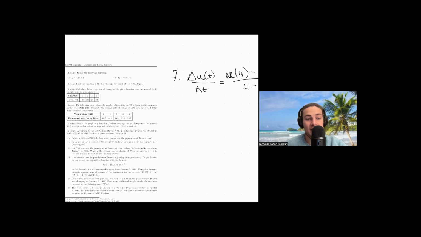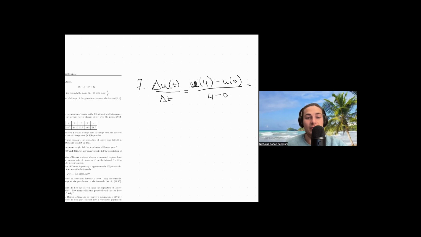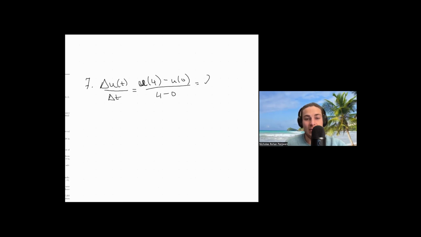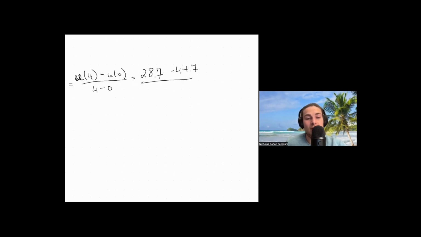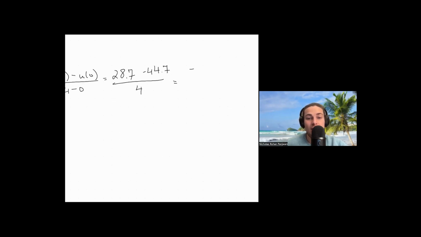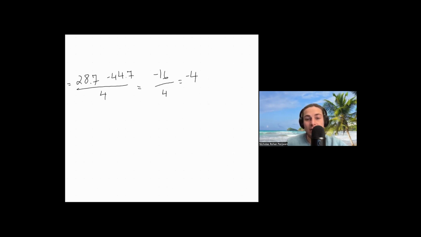28.7. Oh, and the U of T is given in millions. So U of 4 is, did I say 28.7? Yeah. Minus 44.7, all over 4 minus 0, which is 4. Okay, so this is going to be negative 16 over 4. Negative 4 million per year.